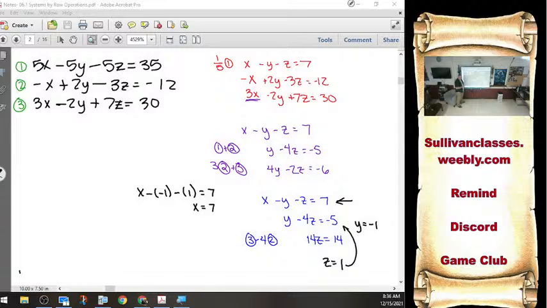Do you remember how we wrote these? X, Y, Z. 3-dimensional coordinate. X, Y, Z. 7, -1, 1.